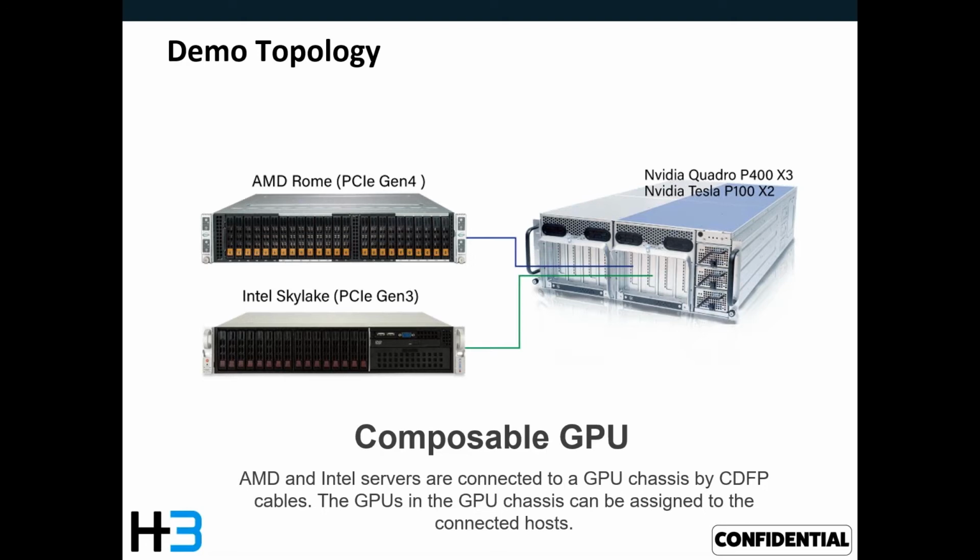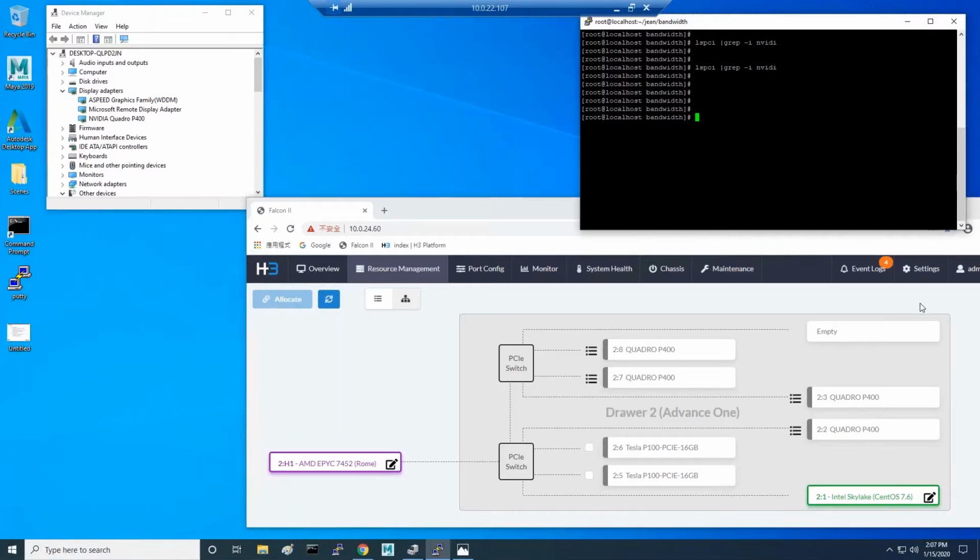During the demo, Maya on the AMD server will use one P100 or two P100 GPUs to render, while the Intel server is running the stress test with two P400s. We run Maya and GPU stress tests at the same time to simulate that two or more servers can be using the GPUs concurrently in a real application scenario. I'm going to show you how GPUs get assigned to the connected servers. There is no GPU now in the Intel server.